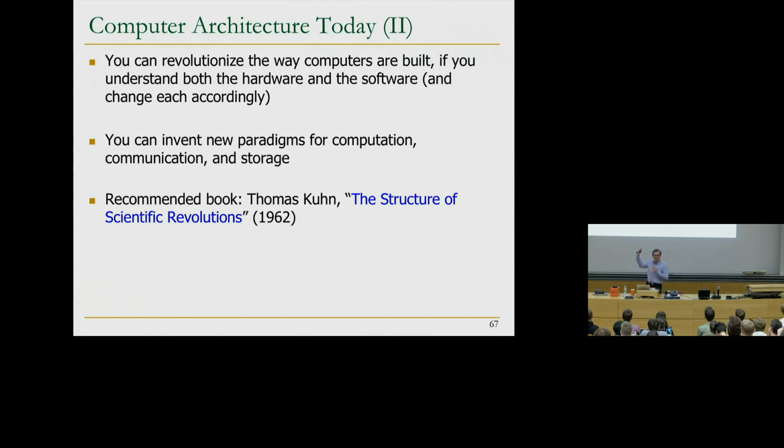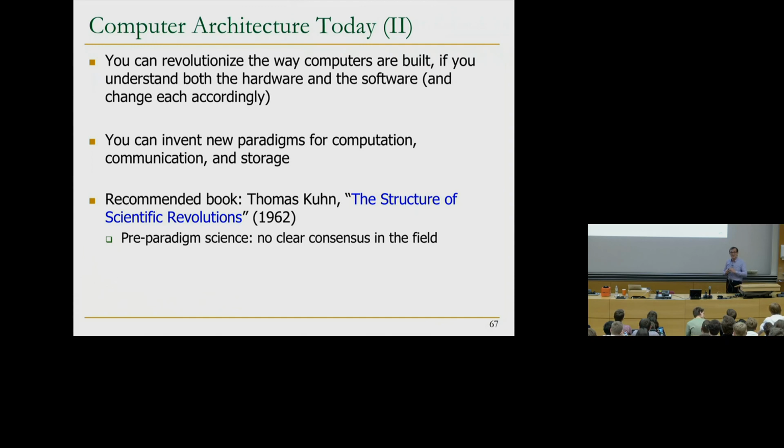And I will recommend this book to those who are interested. Has anyone read this book? It's Thomas Kuhn, The Structure of Scientific Revolutions. Somebody half raised their hand, I think. This is a book that I would really recommend. It's not an easy read. It's a bit of a tough read, but this is a philosophy of science book. Thomas Kuhn is a very famous philosophy of science professor, and he analyzed a lot of scientific revolutions in physics, chemistry, and astronomy, and he looked at how these different ideas come about.